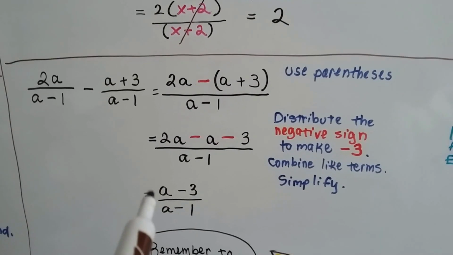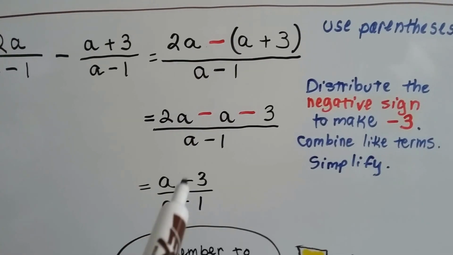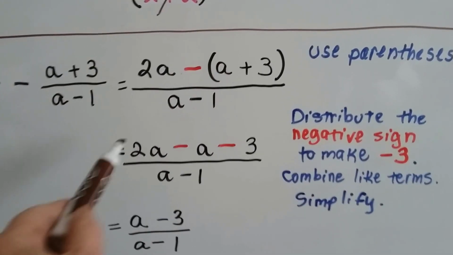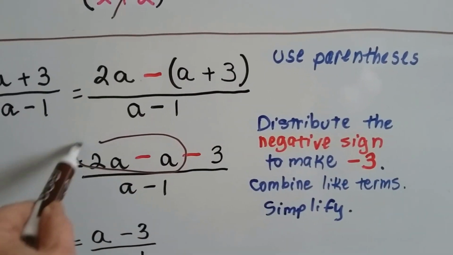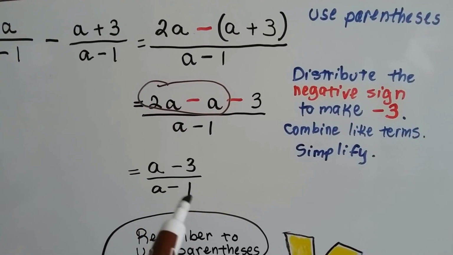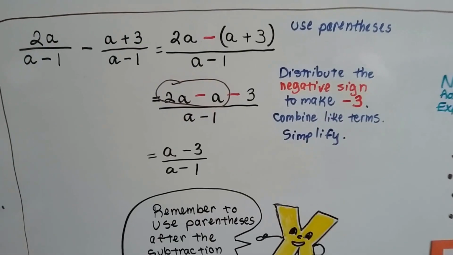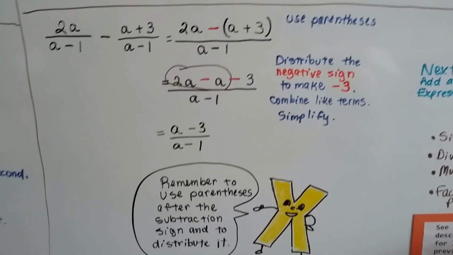We don't have to write that invisible 1, do we? We just write an a. So now we've got a minus 3. When we combined these, we ended up with just a. All right? So now we've got a minus 3 over a minus 1. And that's as far as we can go. It's simplified. Greatest common factor would be 1 for those.